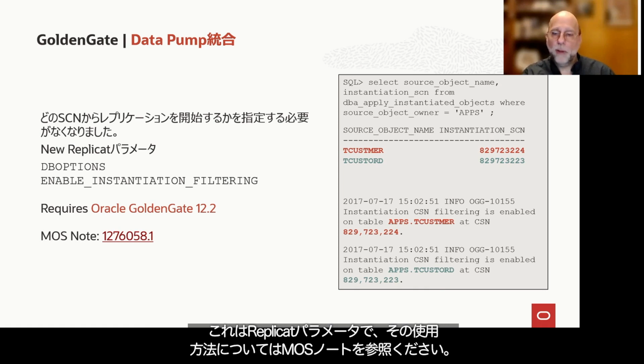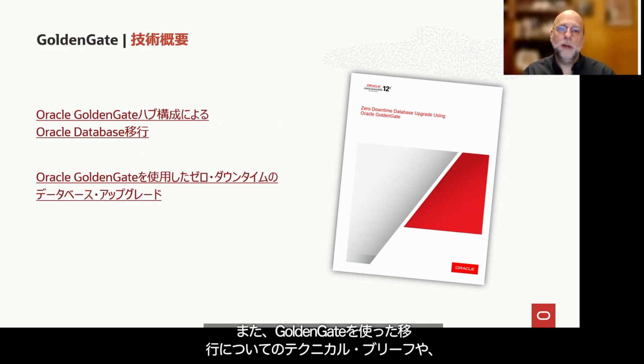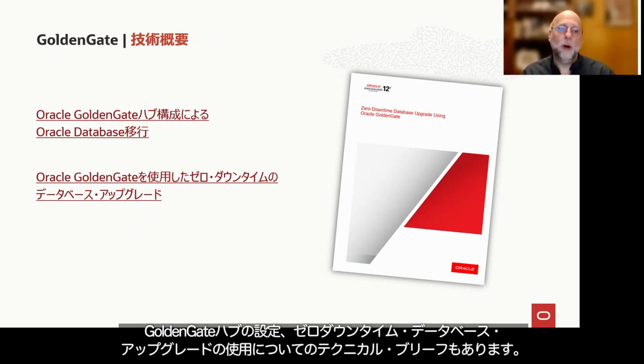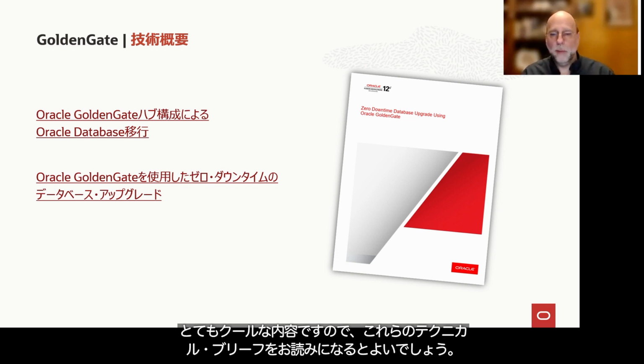So this is a replicat parameter. You can see the MOS note there that's referenced about how to use it. There are technical briefs about using GoldenGate for migration, one with the GoldenGate hub configuration, another about using zero downtime database upgrade. That's a facility that uses GoldenGate and some pretty smart cloning to do a zero downtime upgrade in a RAC environment. Kind of cool. So you might want to pick up those technical briefs.